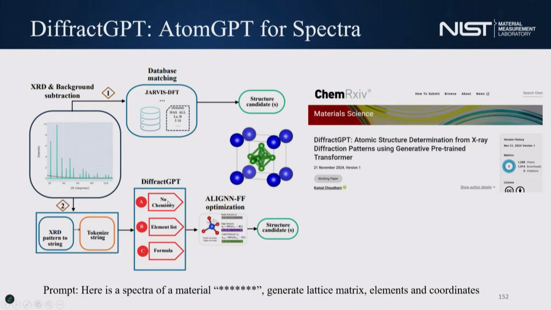Now, sometimes the chemist does not know what the chemistry is. We don't know what elements it is made of. That's one model. Sometimes they have some guess elements. Sometimes they know the actual formula. These are three possibilities. So you can take this string and guess three types of structure, and meanwhile, just to have a better guess, you can relax the structure using our unified force field model that we had, and that gives better candidates. That's one way of doing this.